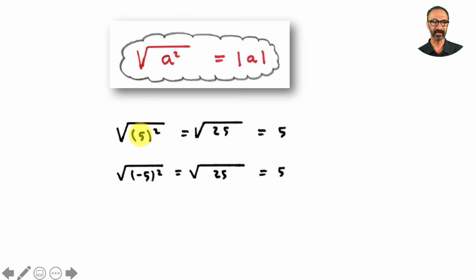So in this case, a is 5. In this case, a is negative 5. Absolute value of 5 is 5, so it didn't do much. Absolute value of negative 5, that's my a now, is 5. So you want your answer to be positive. You don't know if the original was negative. Apply the absolute value to it, and you'll be fine.